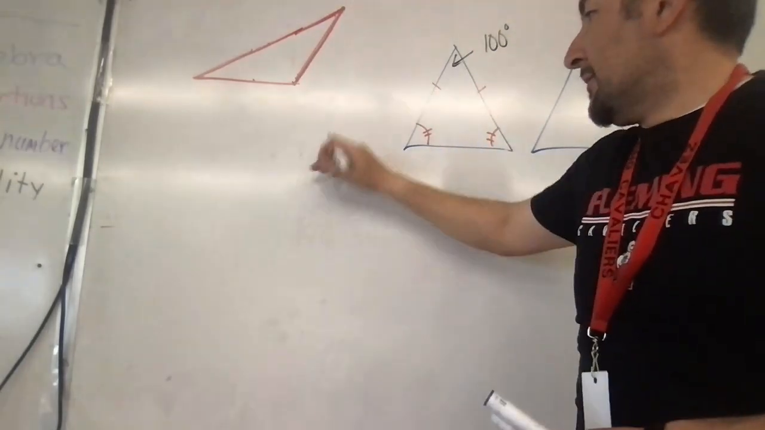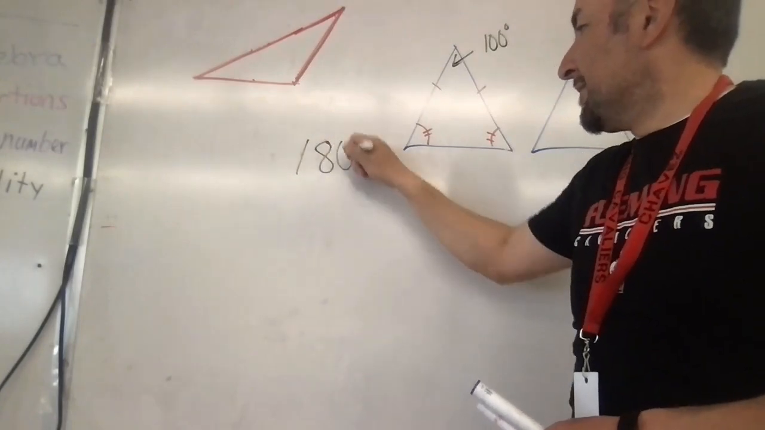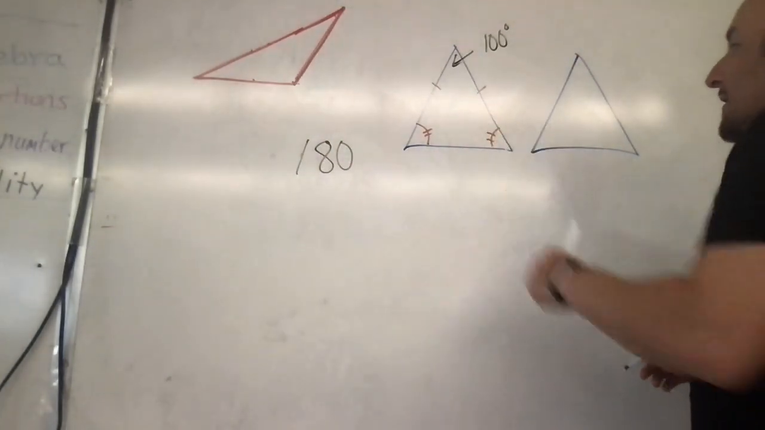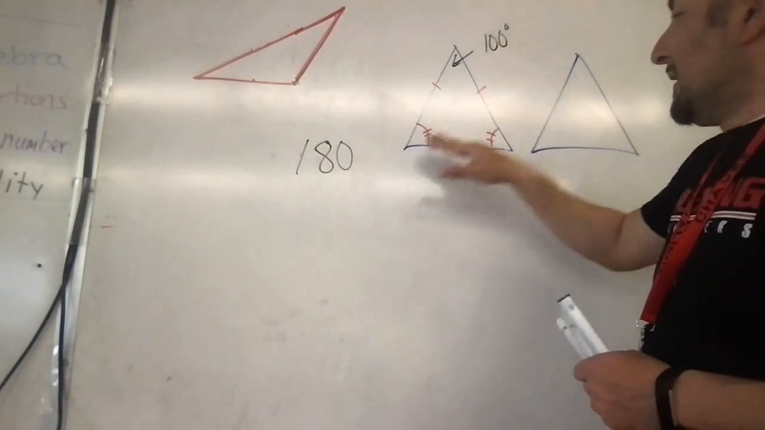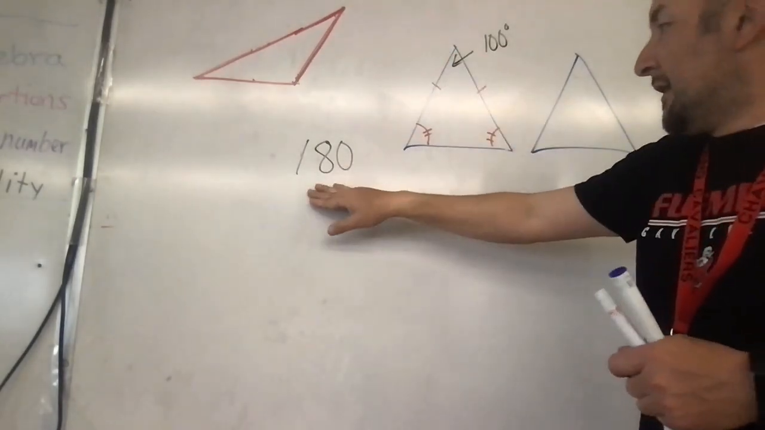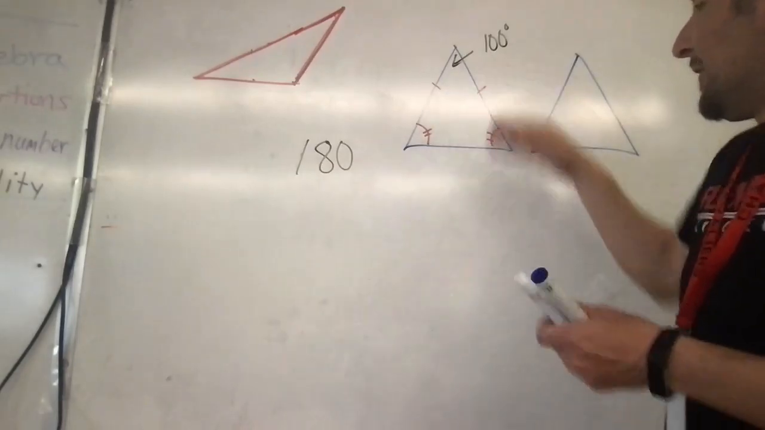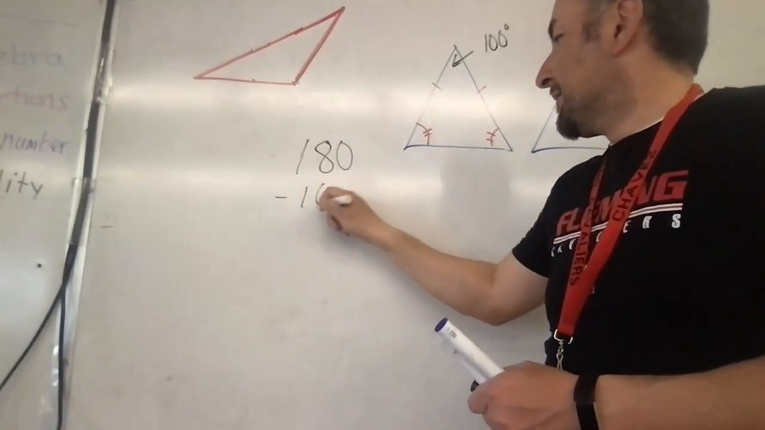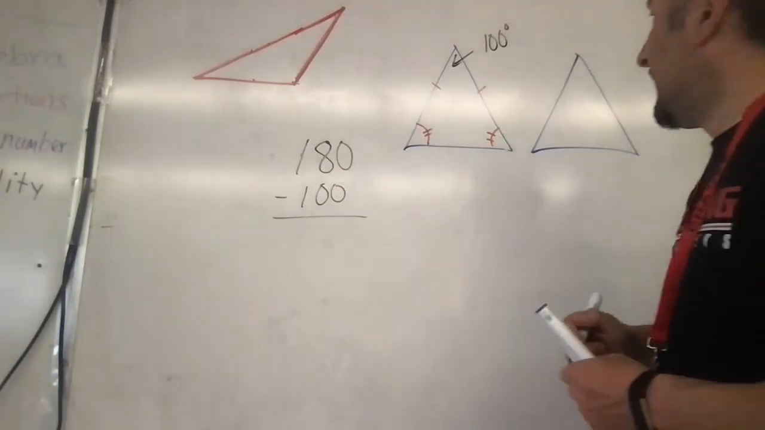So let's see. We're going to start with the 180 again. Draw your isosceles triangle. If it's a big number that doesn't make sense to put here, then put it up here and then go, all right, I have 180 degrees to use. I've already used up 100. How many do I have left?